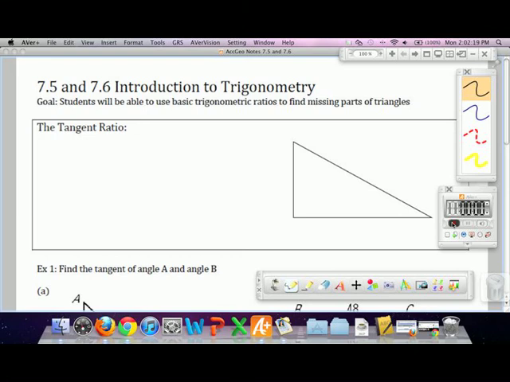Look at two sections today, 7.5 and 7.6. They're the same basic trig functions. There's three of them. The first is called the tangent ratio. So if you have a right triangle, so we have a right triangle here, and I'll even give this some names. We'll call this triangle A, B, C.